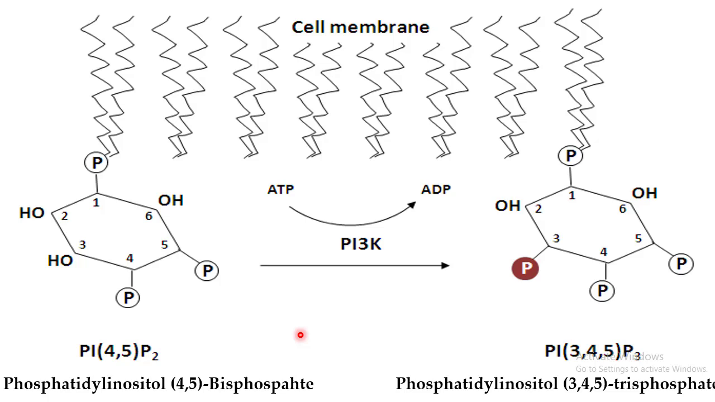In the last video, I told you that when the IRS protein gets activated, it is responsible for the activation of PI3 kinase, and the PI3 kinase is responsible for the formation of PIP3, which is phosphatidylinositol 3,4,5-trisphosphate. So we have discussed the pathway up to this particular point. Once you have made this PIP3, what is this PIP3 going to do?